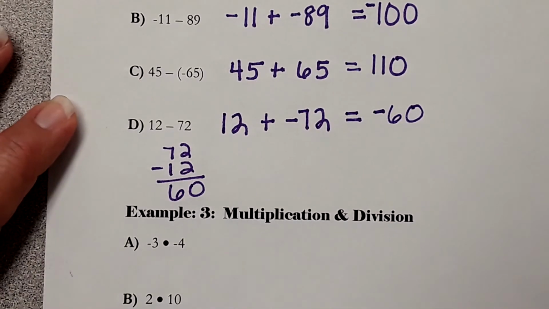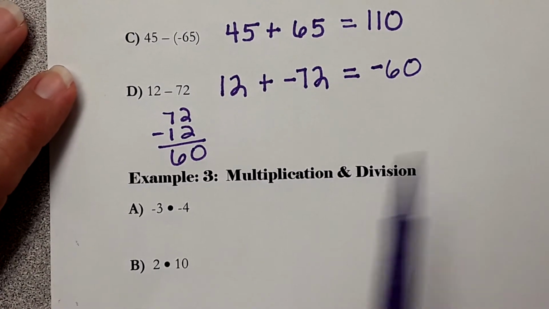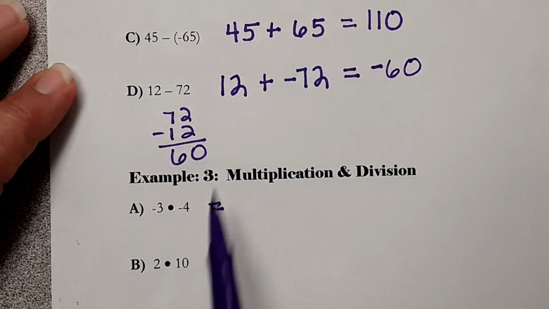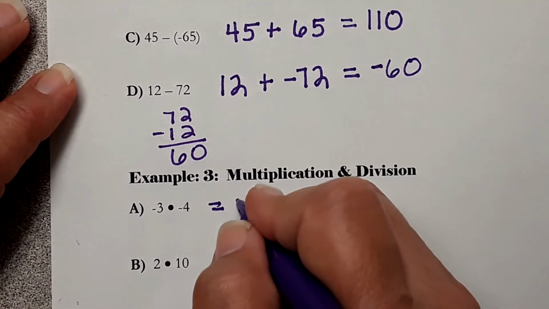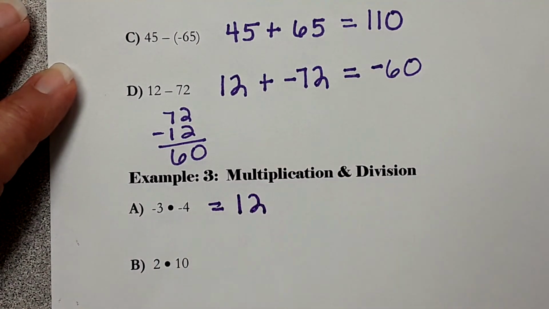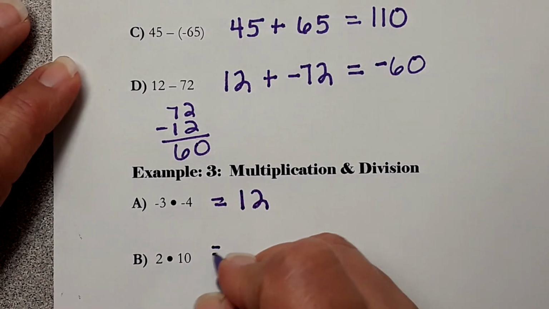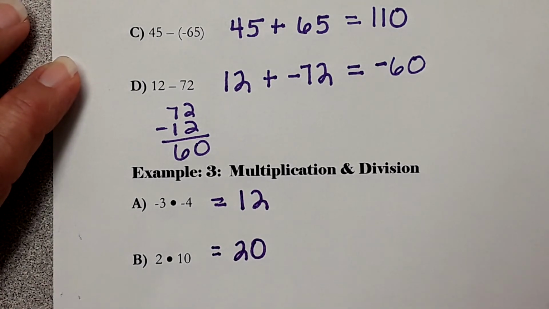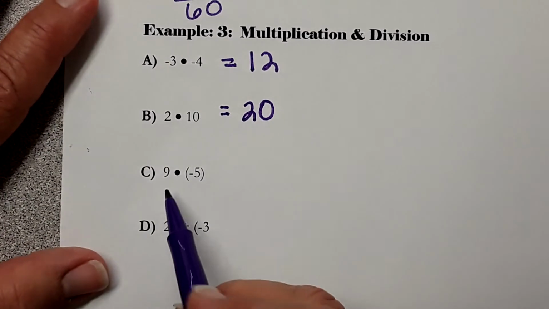Okay, now we're going to go over multiplication and division. For multiplication and division, do you have the same signs? So I have two negatives. So it says my answer will be positive. So 3 times 4 is 12. A positive 2 times 10 equals 20. Positive times a positive.